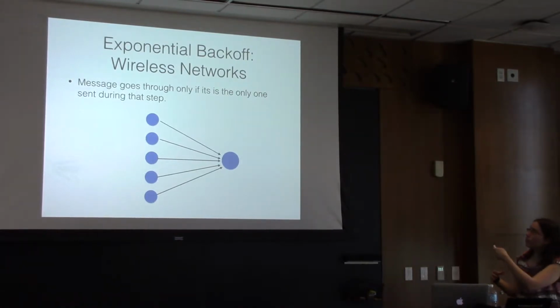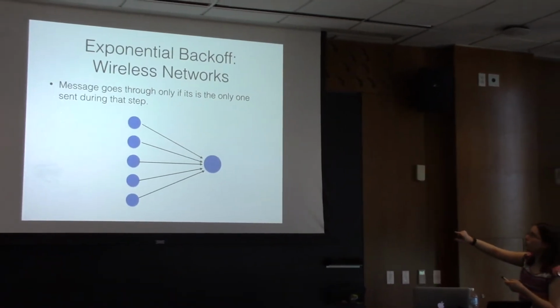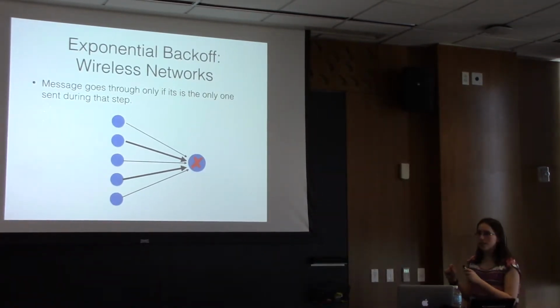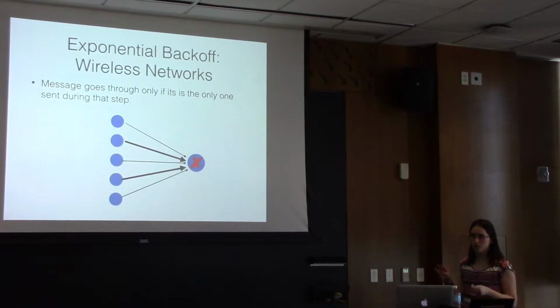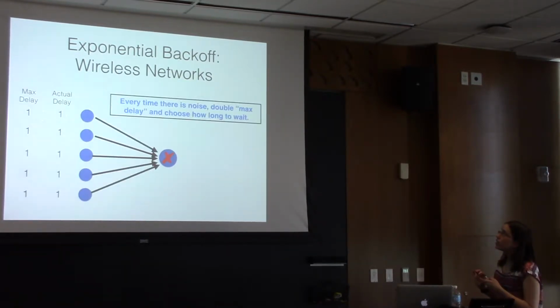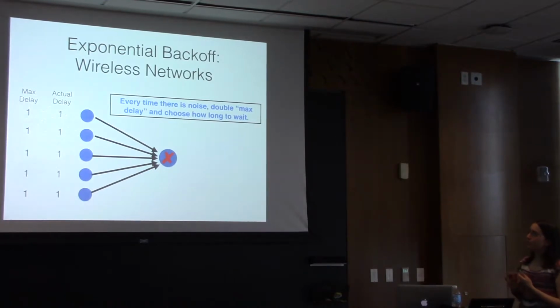So in wireless networks, you have this directed graph of where you can send your messages. And what happens is that if more than one message is sent at a time, then all we hear is noise and the message doesn't go through. Right? But if exactly one node sends the message, then it reaches the other side. Okay? And so in wireless networks, in order to get rid of this message failure, which is also called contention, what they do is exponential backoff.